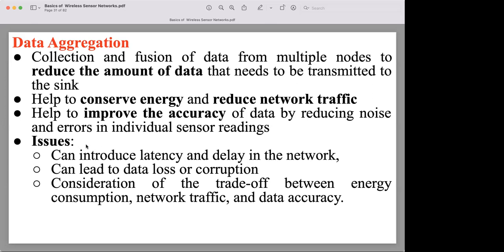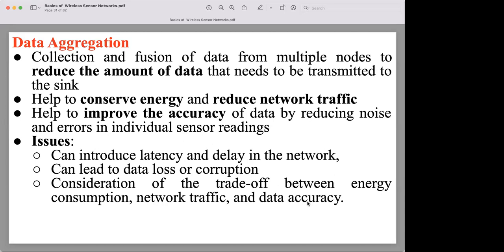This is an issue. So if your application can tolerate such type of delay and latency, then you can go to the data aggregation step. And of course, data loss or corruption is also there because you can take the aggregation. So data loss is also there. So there is a trade-off between the energy consumption, network traffic, and data accuracy.